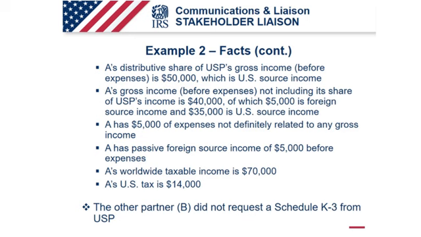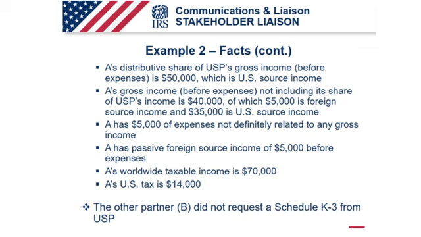But we're continuing with the facts. Sorry, I meant to continue with the facts first. A's distributive share of the partnership's U.S. source gross income is $50,000. A's gross income, separate from this, before expenses, is $40,000. Of that $40,000, $5,000 is foreign source income. $35,000 is U.S. source income.